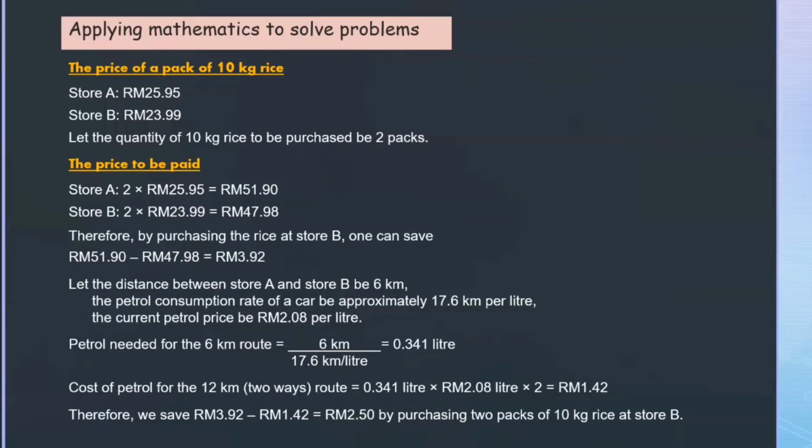Let the distance between store A and store B be 6 km. The petrol consumption rate of a car be approximately 17.6 km per liter. The current petrol price be 2 ringgit 8 cents per liter. So the petrol needed for the 6 km route is 0.341 liter. Cost of petrol for the 12 km route is 1 ringgit 42 cents. Therefore, we can save 2 ringgit 50 cents by purchasing 2 packs of 10 kg rice at store B.